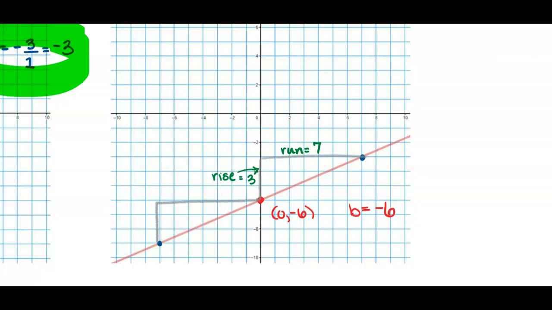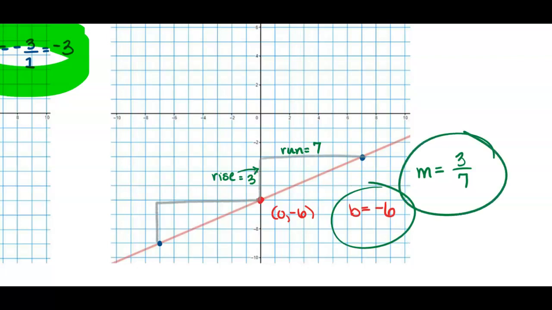So my slope as rise over run is 3 over 7. No negative signs involved here because I can see from far away this is an uphill line, so I don't even have to worry about any negative signs. So here are my two answers. B is -6, M is 3/7. And once you know those two pieces of information, it's pretty easy to write an equation that says y equals mx plus b, right? So that's what we're going to be doing in the next example.